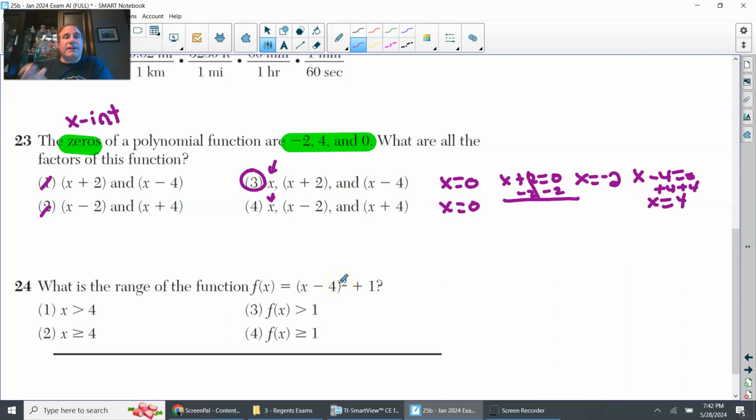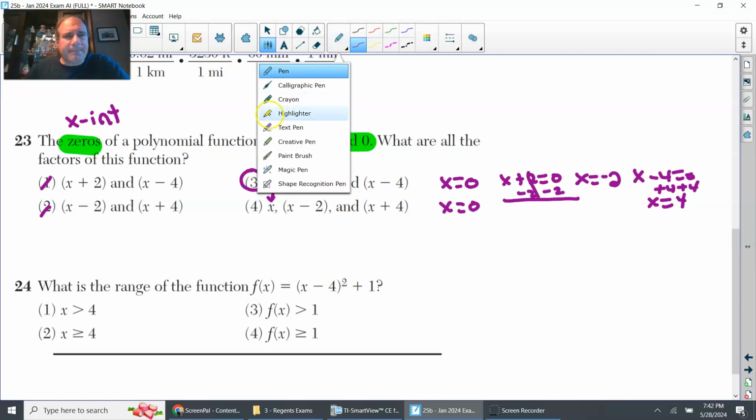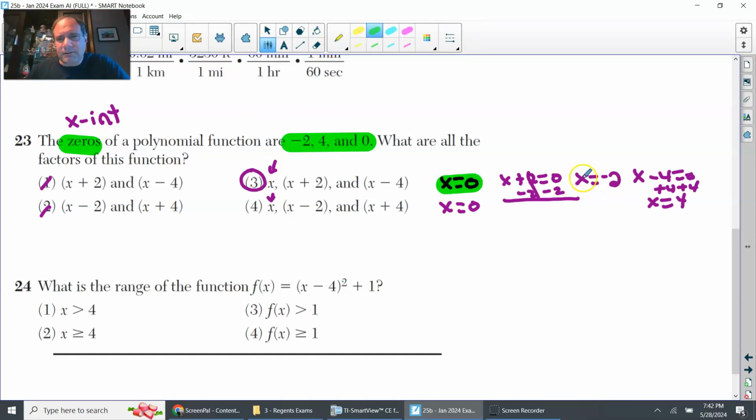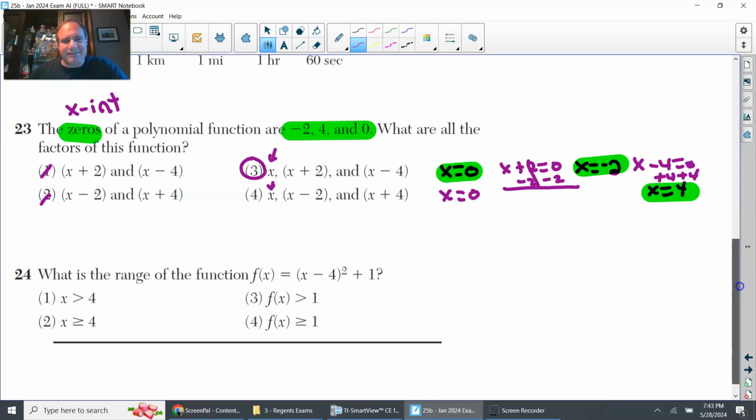Set each binomial equal to 0 and solve for x. So that would be this answer. This answer is what you need, and that answer. And those are your zeros by hand.